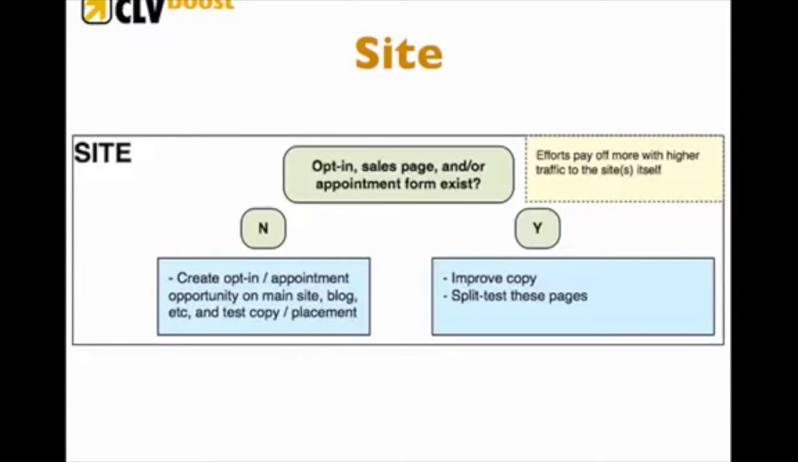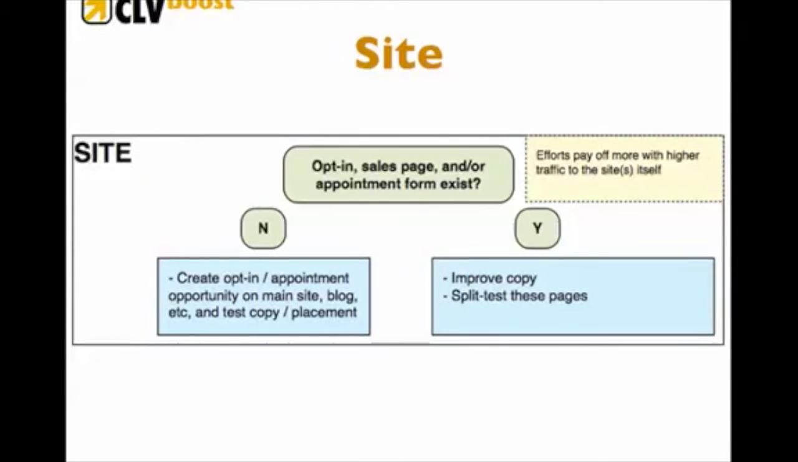So generally speaking, we'll look at somebody's site and we'll ask, do opt-in forms, sales pages, and or appointment forms exist? If the answer is absolutely no, then we'll be focusing on creating those things. We'll be looking at spaces on the main homepage. We'll be looking at spaces on the blog site. We'll be looking at other high traffic web properties, and we'll ask ourselves, how can we create an opt-in here?